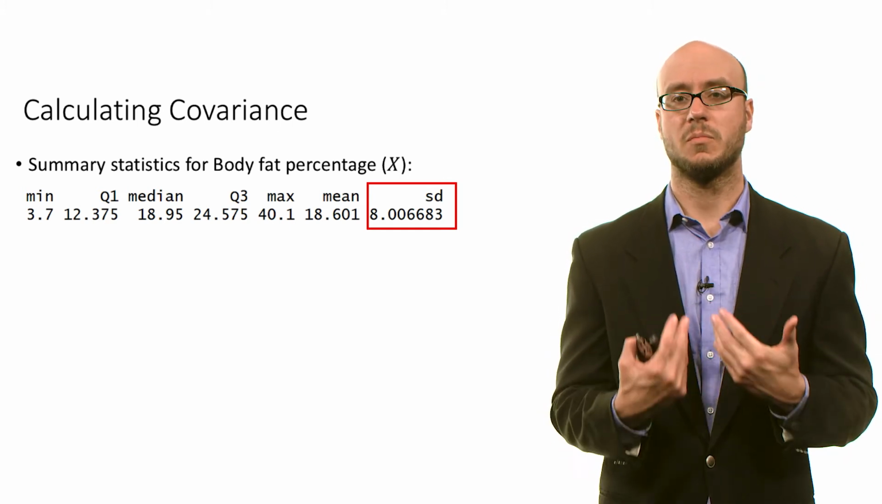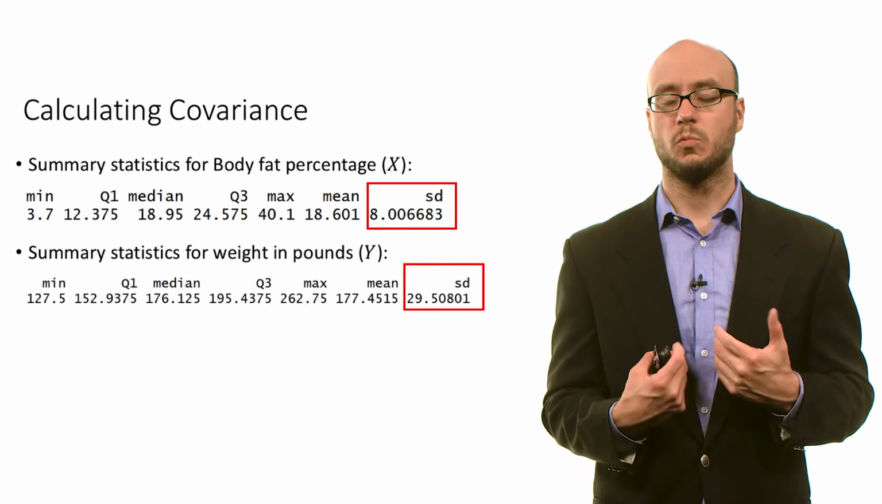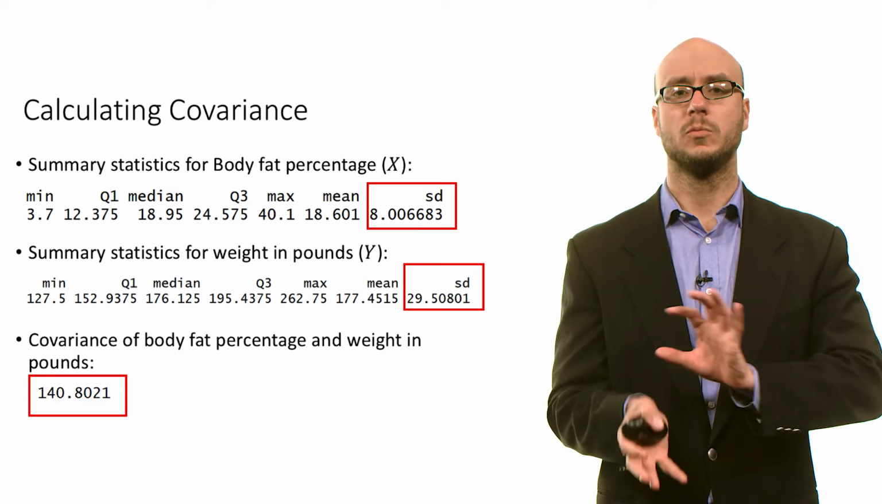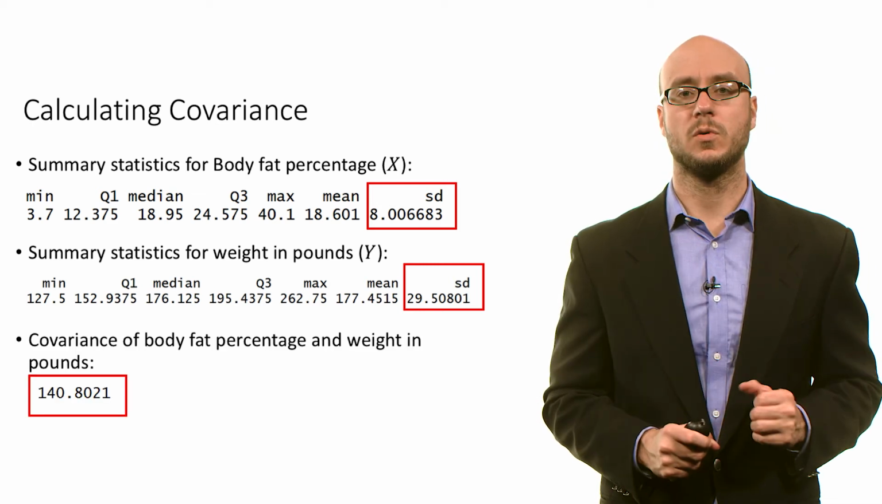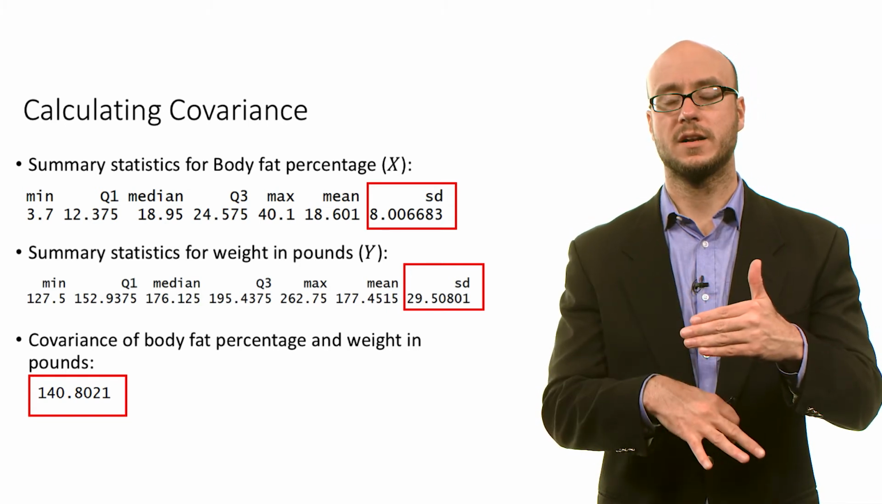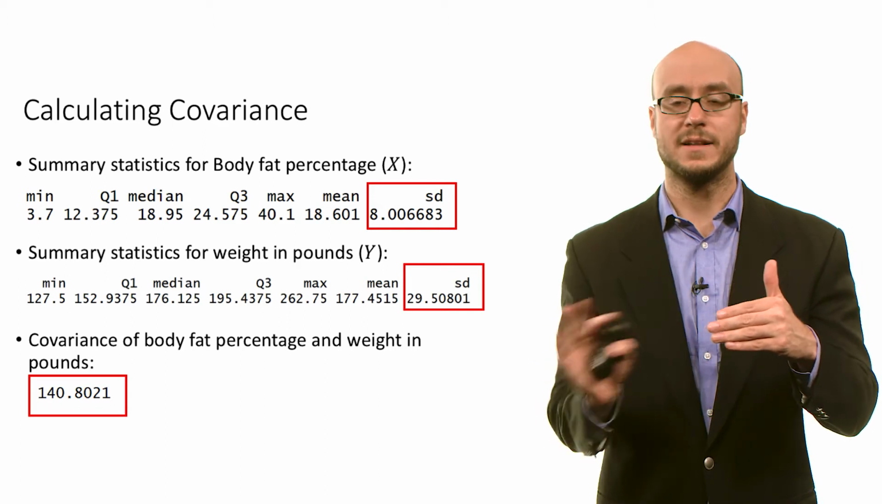The standard deviation for body fat percentage is 8. The standard deviation for weight in pounds is about 29.5. And earlier we mentioned that the covariance is 140.80. So you divide the covariance by the product of these two standard deviations. The units of body fat percentage and weight in pounds will cancel out.